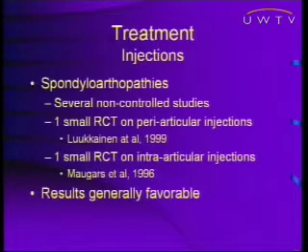If you look at the spinal arthropathy data, there are several small non-controlled studies. There's one small randomized study on peri-articular injection, so just in the ligament around the joint, not in the joint, and one small study on intra-articular injections. And truthfully, the general trend of all these studies is that the results are generally favorable.